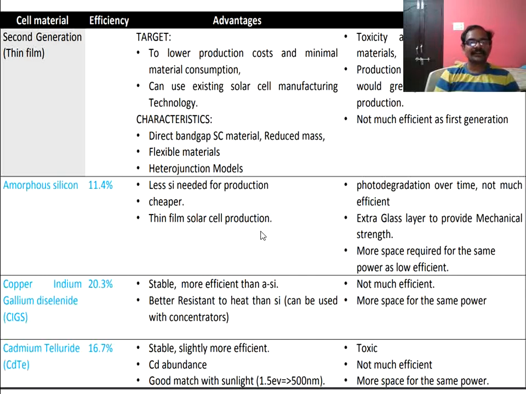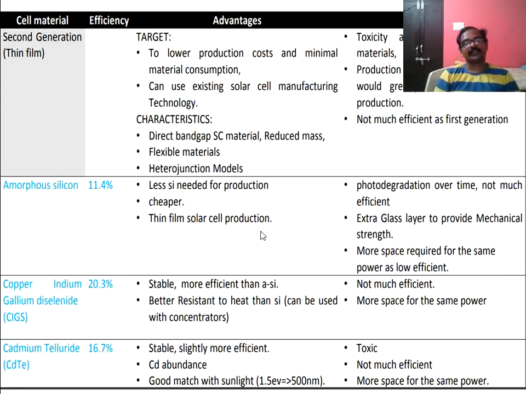The second one is copper indium gallium diselenide. The highest reported efficiency of this technology is 20.3%. The advantages are that it is stable and more efficient than amorphous silicon. It has better heat resistance compared to silicon, so with an increase in heat, the degradation of the material will be less in the case of CIGS compared to silicon. The drawbacks are that it is not very efficient and requires more space for the same power.